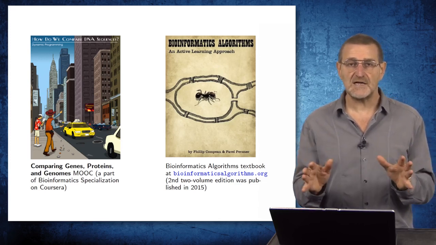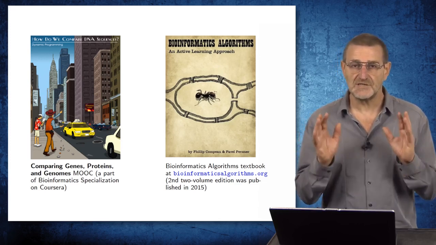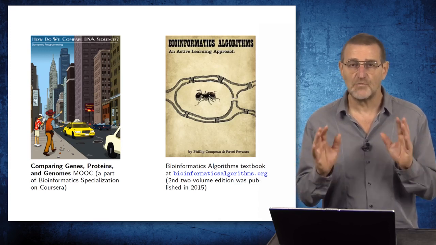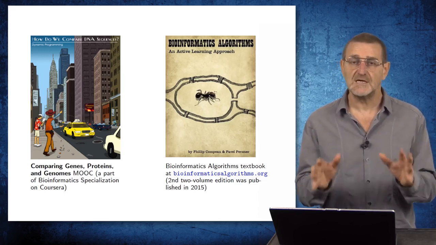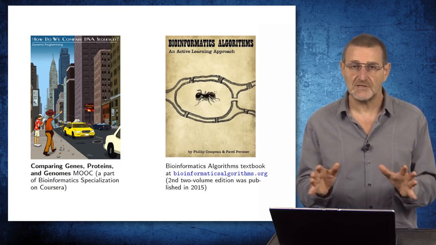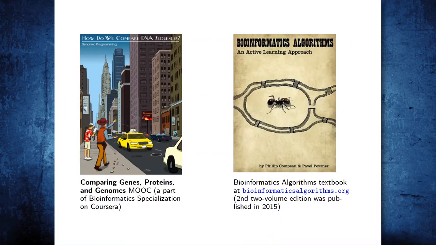We started this lecture from the example of the gene hunt for cystic fibrosis, one of the first successes of the Human Genome Project. If you want to learn more about comparing genes, proteins, and genomes, you may enroll in the Coursera specialization called Bioinformatics, or you can read the book Bioinformatics Algorithms: An Active Learning Approach.